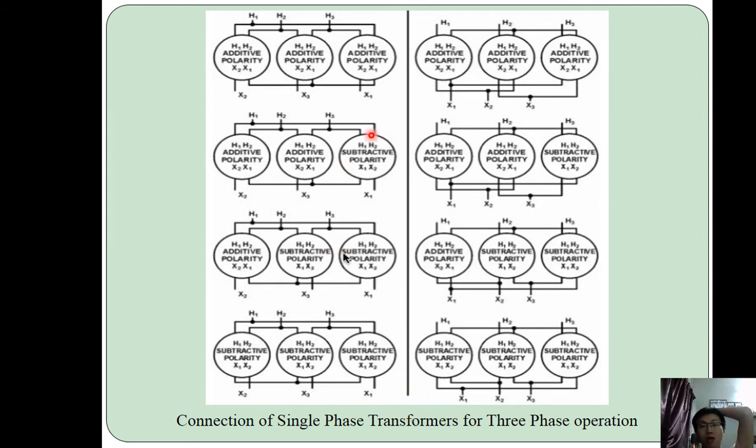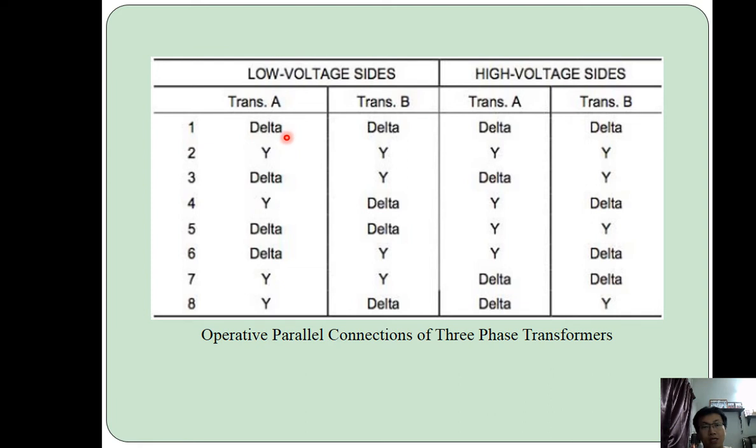So this is a possible connection of either Y-delta or delta-Y. For example, this one would be H1, H2, H3. This is a Y connection. YY connection: connection of single phase transformers for three-phase operation. This is actually represented by this one, either it's a delta-delta, YY, delta-Y, or Y-delta like this.